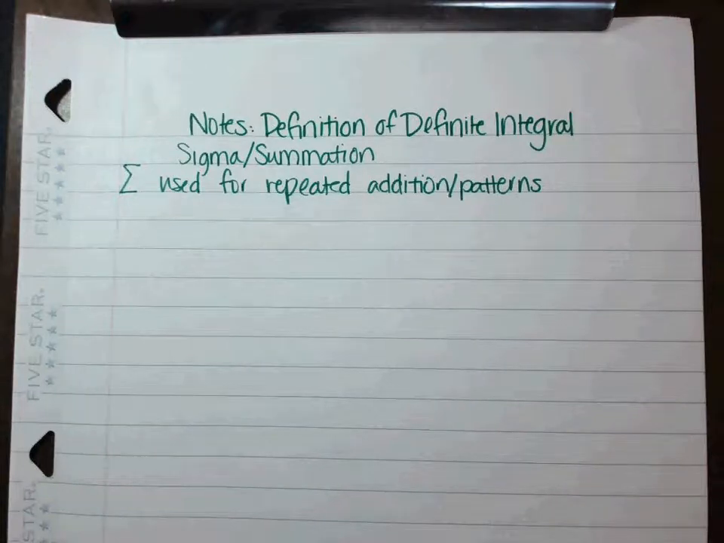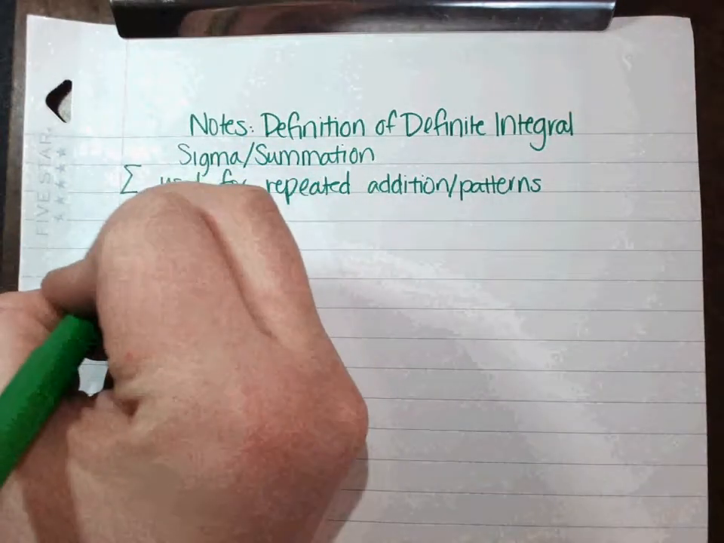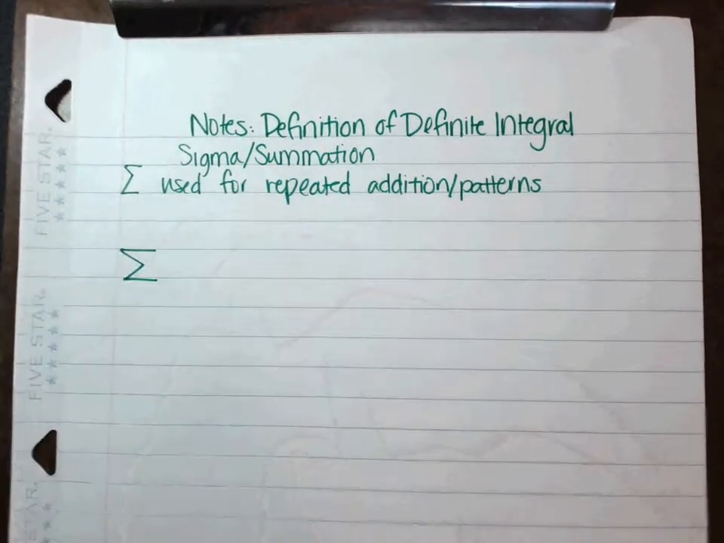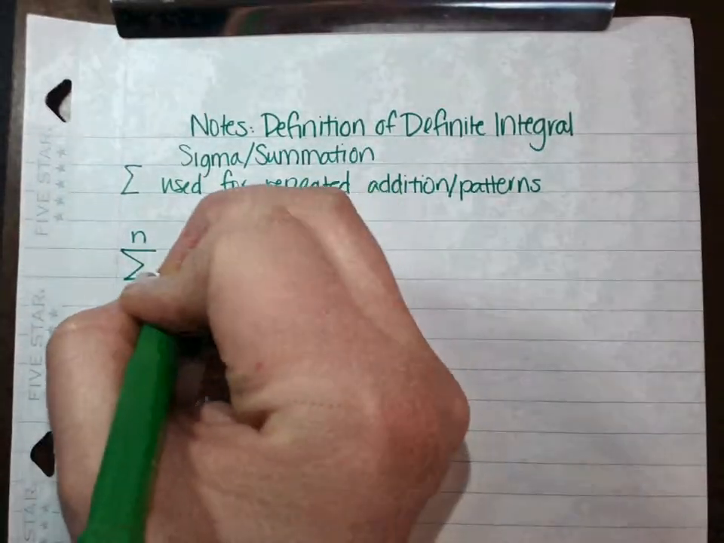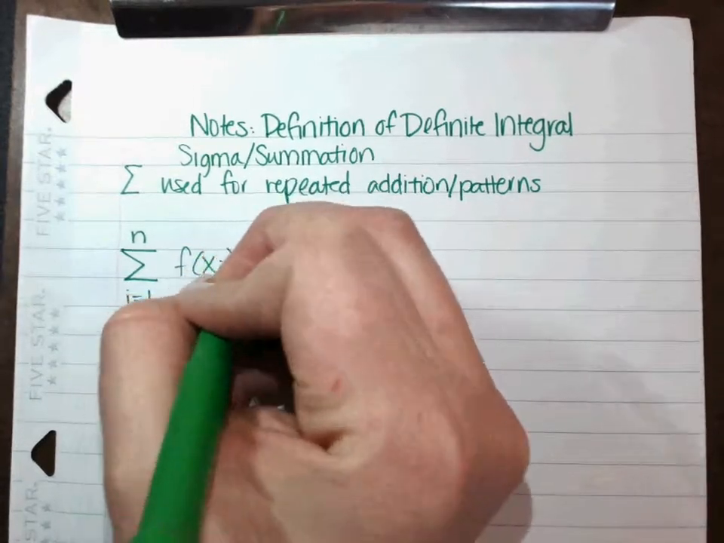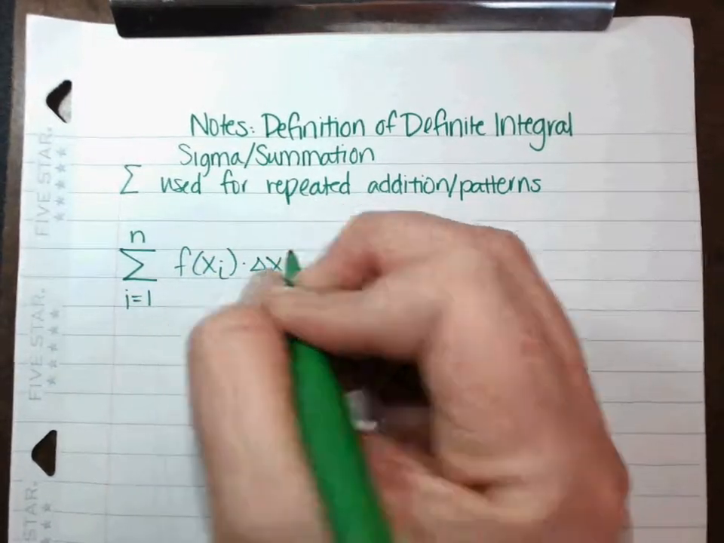Have not seen them before. Okay, so do your little summation. Put i equals 1 to n, f of x sub i, delta x sub i.